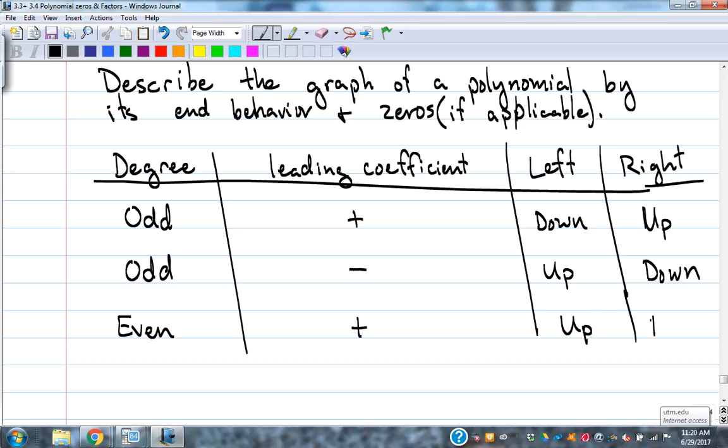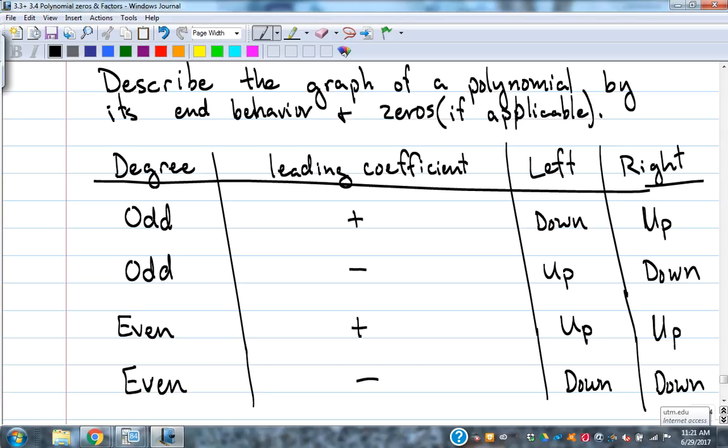So this kind of goes back to when we talked about quadratics. Quadratics are an even degree polynomial. If it had a leading coefficient of a positive number, then it opened up. That's the same thing if it's fourth power. Now, if it's fourth power, it can do a lot of stuff in the middle, but both ends will go up. If it's an even degree and negative leading coefficient, they're both going to point down. Okay.